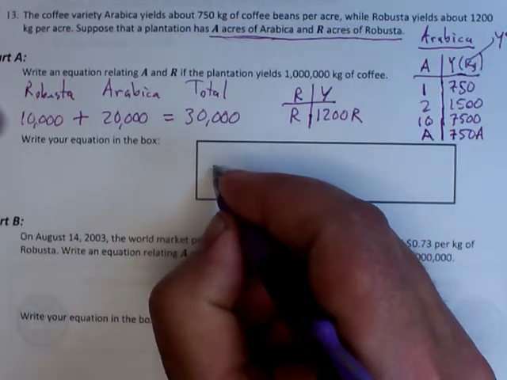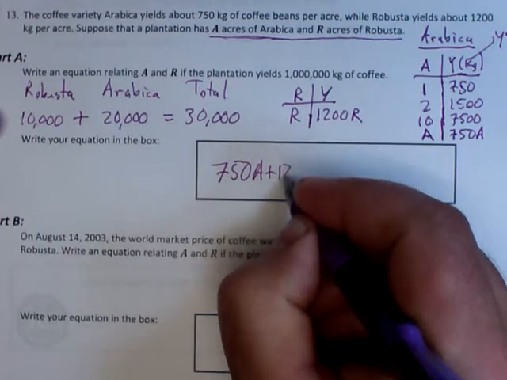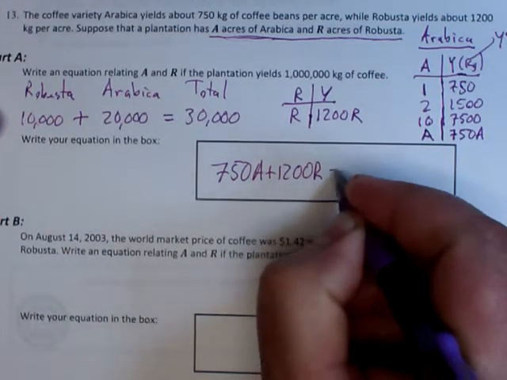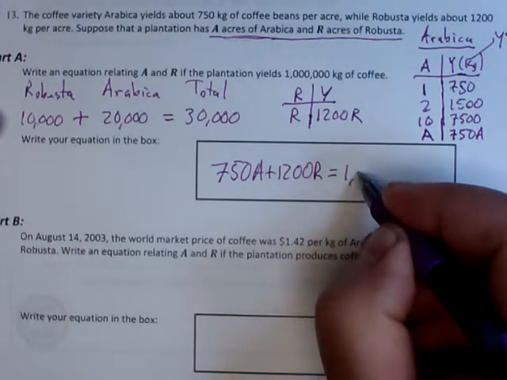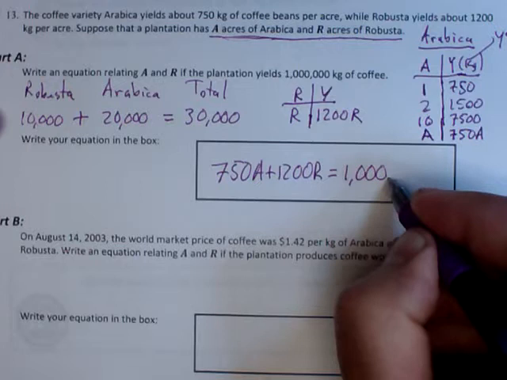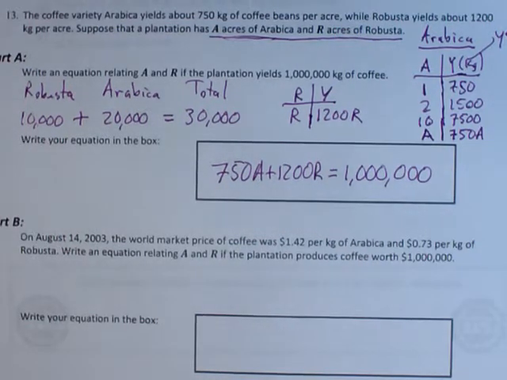So 750A plus 1,200R is equal to 1 million kilograms. Okay, so that's the first equation.